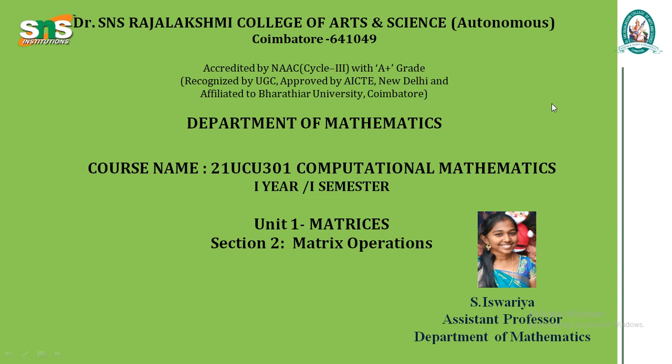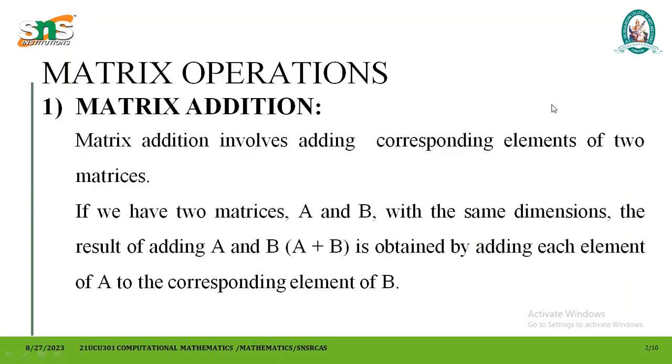And today we are going to see a topic, matrix operations. So the first one is matrix addition. Matrix addition involves adding corresponding elements of two matrices. If we have two matrices A and B with the same dimensions, the result of adding A and B, that is A plus B, is obtained by adding each element of A to the corresponding element of B.